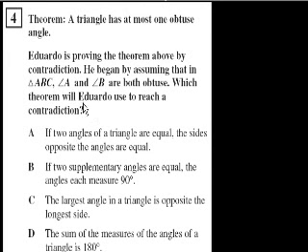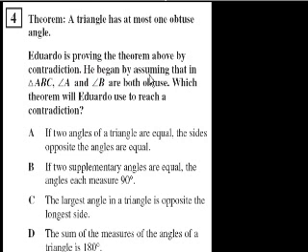We're on problem number 4, and they give us a theorem. It says a triangle has at most one obtuse angle. Fair enough. Eduardo is proving the theorem above by contradiction. The way you prove by contradiction is you ask, what if this weren't true? Let me prove that that can't happen. Well, let's see what he does.